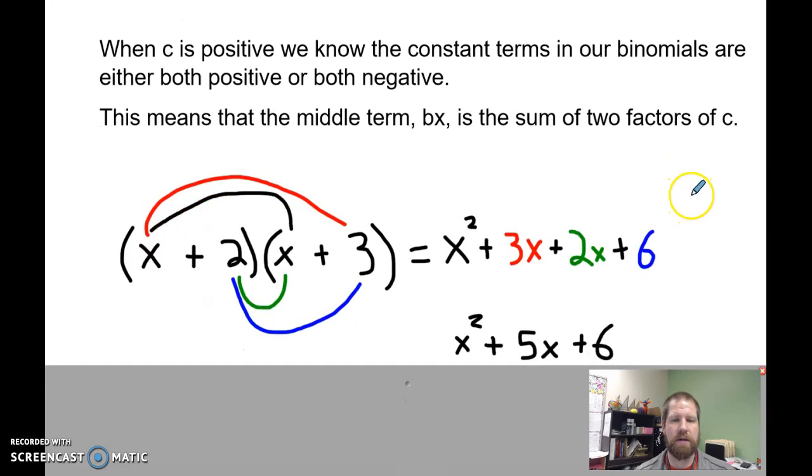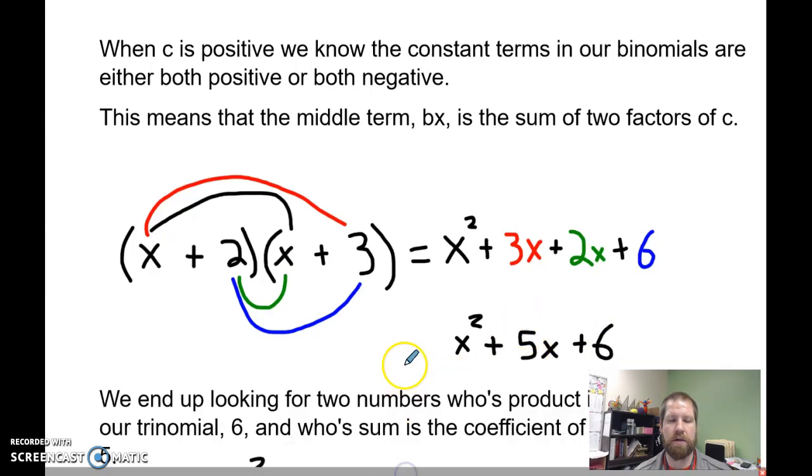So that tells us that when we have our trinomial and we're looking for our factors, we have x squared, so it's going to be x and x. And then we have 6, so it's going to be 2 factors of 6. Okay, so 2 numbers that multiplied together equal 6. And then we also know that the middle term is going to be the sum of those 2 factors. So we're looking for 2 numbers that when you multiply them together equal the third term, and when you add them together equal the coefficient of that middle term.